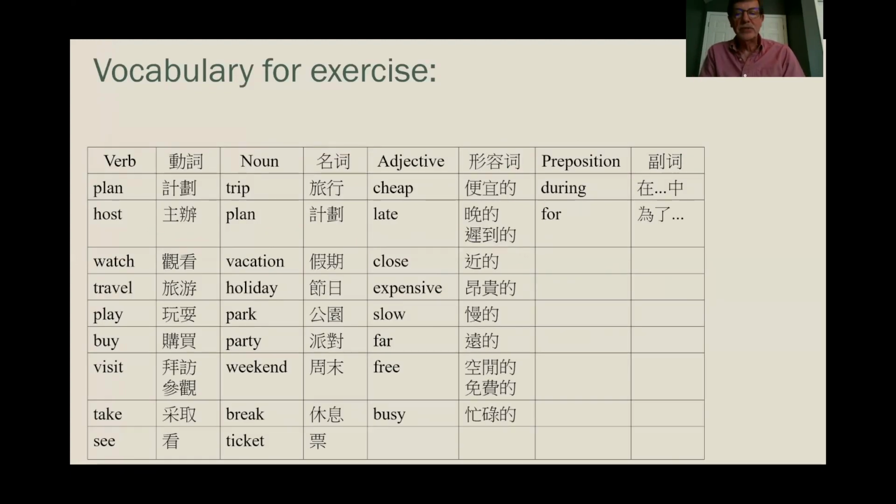Okay, vocabulary for exercise. So I'm going to read across. I'll read these twice. And we'll start with the verb. Plan, trip, cheap, during. Post, plan, late, for. Watch, vacation, close. Travel, holiday, expensive. Play, park, slow. Buy, party, far. Visit, weekend, free. Take, break, busy. See, ticket. So I'm going to pause here for just a few seconds to allow you to pause your program and then read through these yourself. And I will read through them. So I'm going to pause for about 10 seconds here.